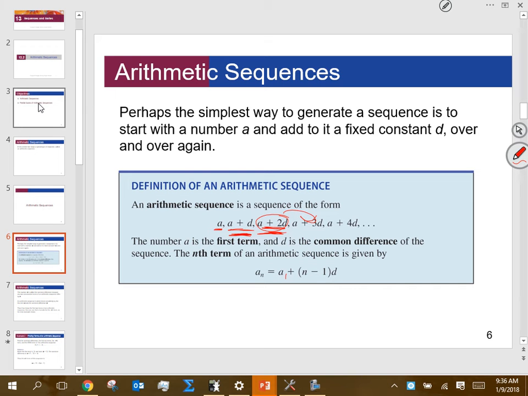D is what you're going to be able to recognize from your sequence, and you'll be able to calculate that and plug that value in. Every single arithmetic sequence is of that nature, okay? So once you plug those pieces in, you will have a rule for your arithmetic sequence.